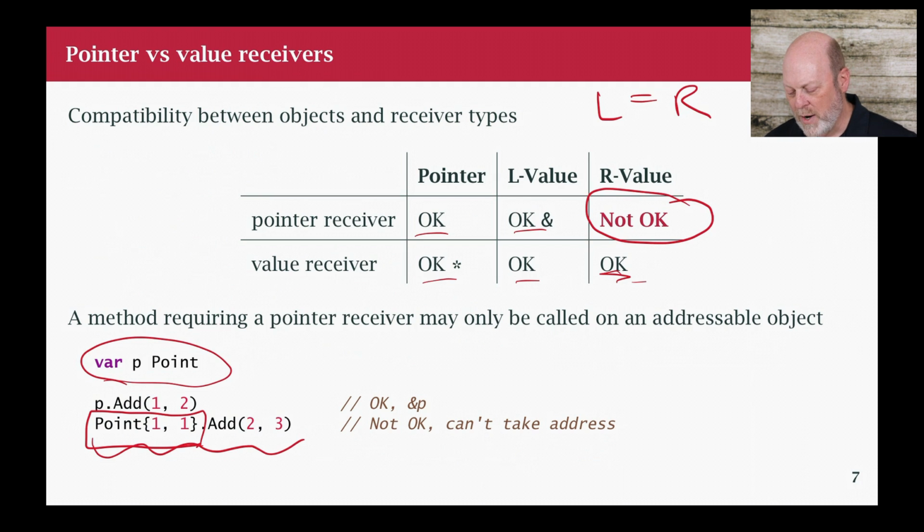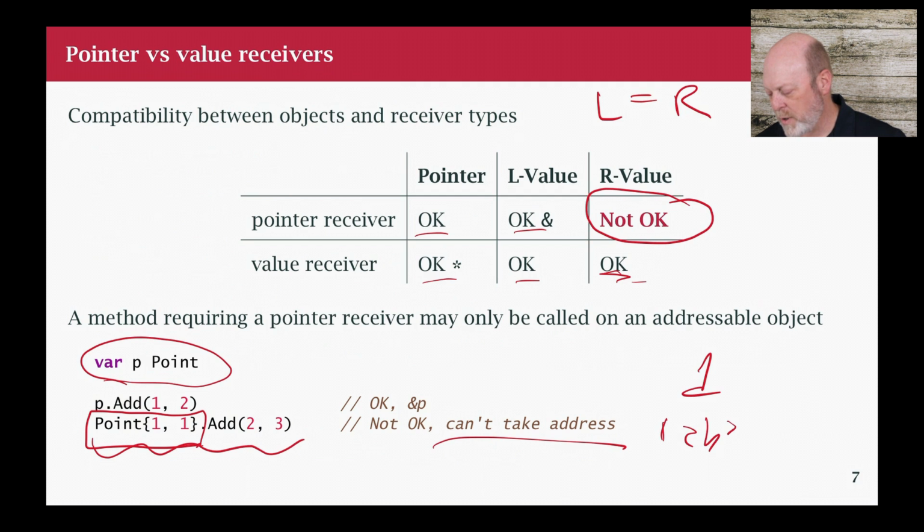All right, and so when I try to add to it, I need to take the address of it, but I can't. There's no way to take the address of an R value. You can't do it. And so that's not going to compile. The number 1 is an R value, a string "ABC" is an R value, right? And a literal like this is an R value.